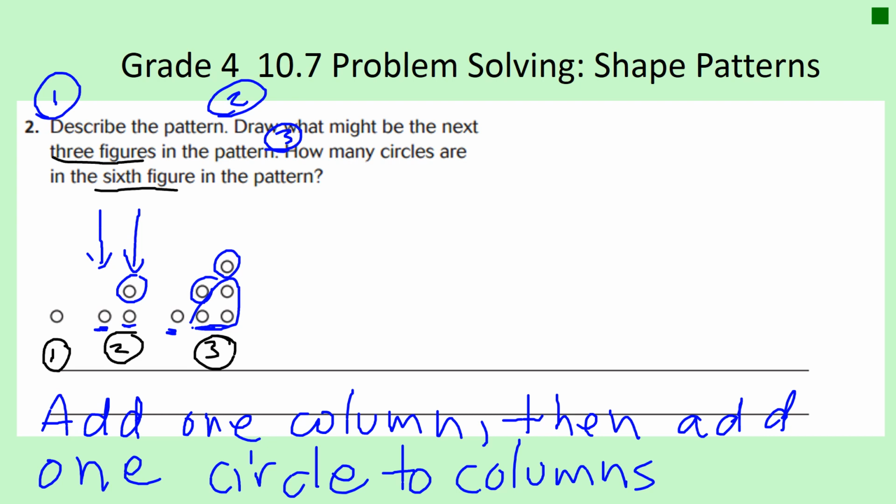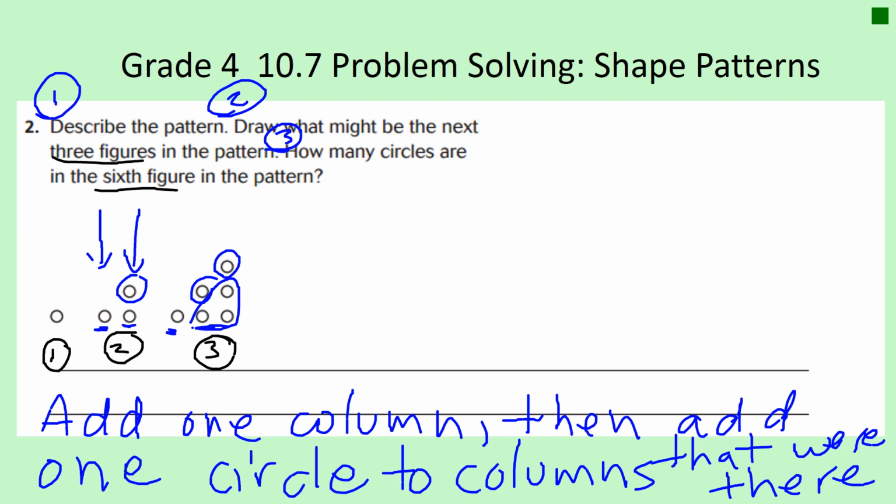Columns that were, well, let's just try it. That were there. I guess I could have written existing columns or something like that. So add a column, then add 1 circle to columns that were there already, or existing columns or something fancy like that. And you know what, boys and girls? This is not the only way to describe this. If you have a better way that has more meaning to you, describe it that way. Okay, so we described the pattern.